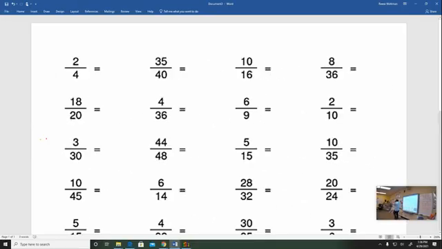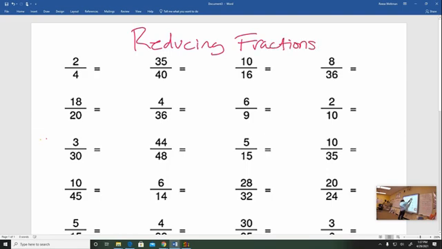Okay, so today I want to really quickly go over reducing fractions. You can think of this as the second part to equivalent fractions, because reducing fractions involves finding an equivalent fraction. It just means we're finding the smallest equivalent fraction that we can find. Okay, so again, this is reducing fractions. And the way that we're going to do that is by looking for a common factor.